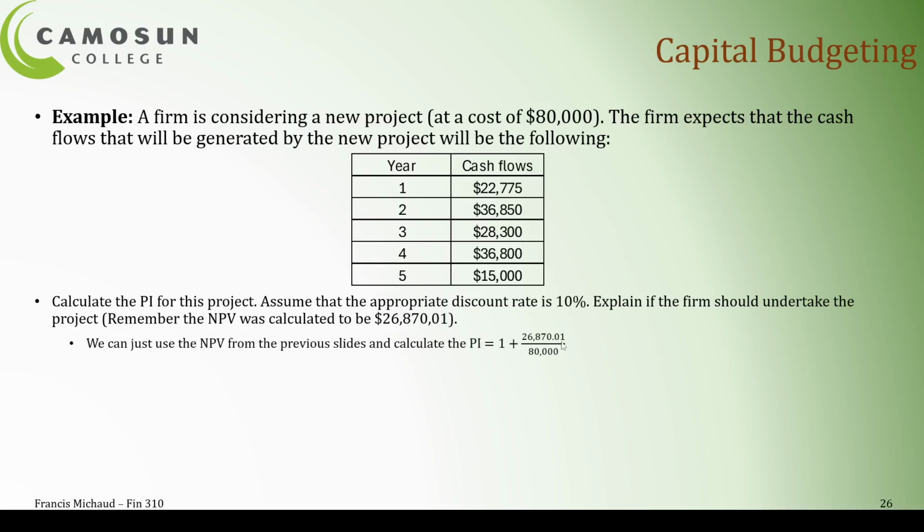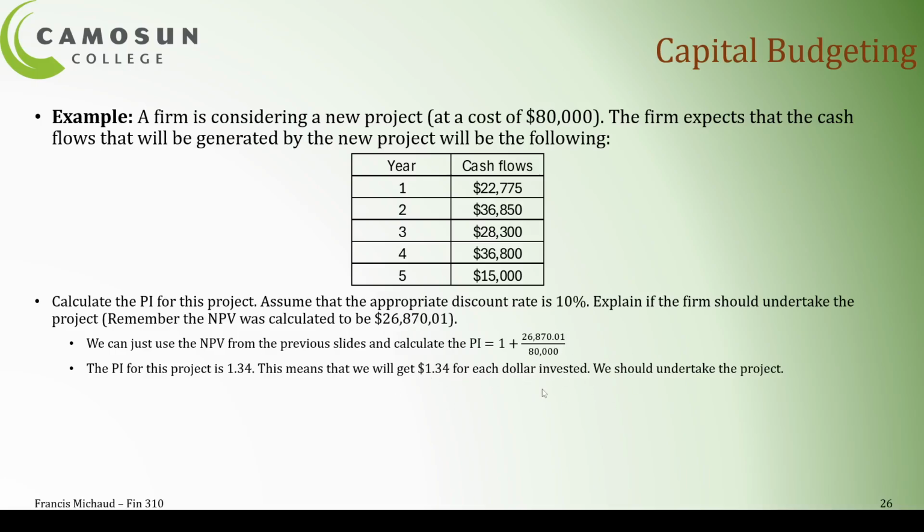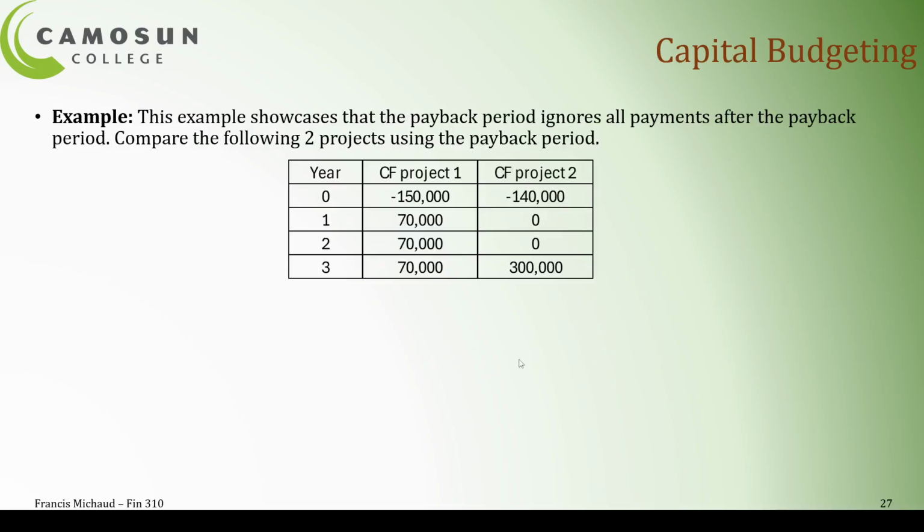Well, it's pretty straightforward. We just take 1, we add the NPV, and we divide the NPV by the value of the initial investment we need to make, 80,000. And if we do that, it will give us 1.34. So this means that if we invest $1 in this project, we'll get $1.34 back out of the $1 we invested. So obviously, we should undertake this project. And that's it.